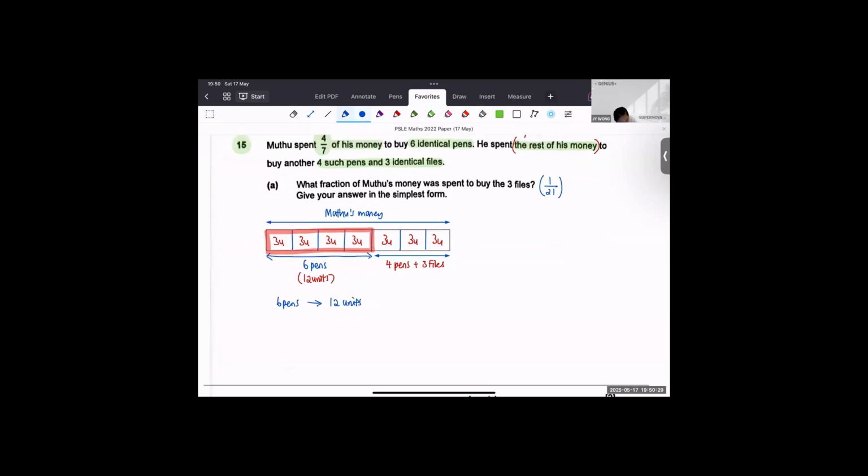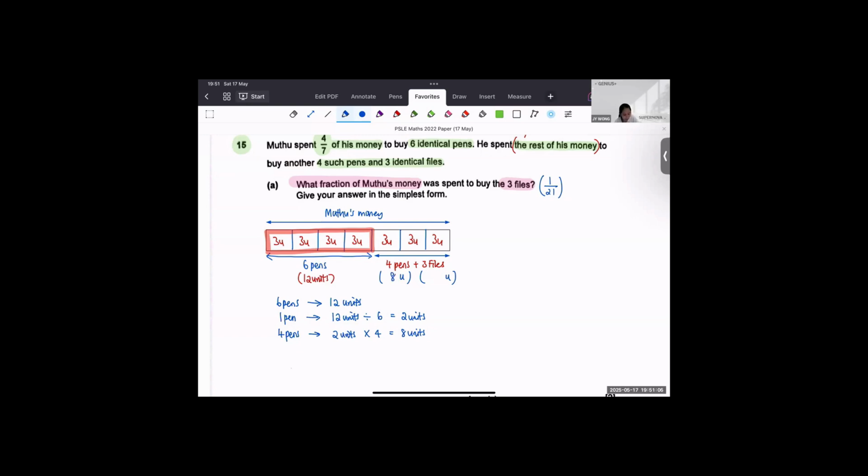Now what do we want to find out? Let's look at the question first. What fraction of Muthu's money is spent on 3 files? So 4 pens and 3 files. If I know how many units is 4 pens, I can know how many units is 3 files too. So what I'm going to do now is find out what is 1 pen, which is 12 units divided by 6, which will give you 2 units. So I have 4 pens, so I'm trying to find out 2 units times 4 will give me 8 units.